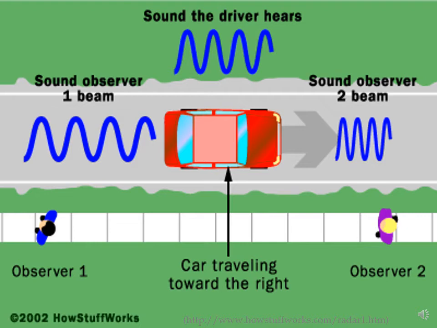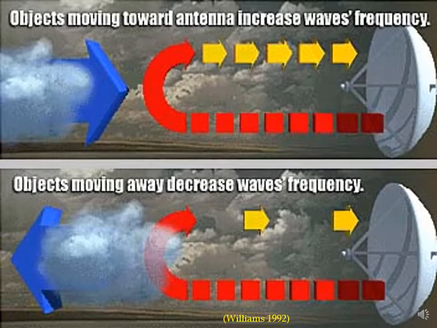And consequently, for observer number 1 behind the car, the sound wave is going to have a longer wavelength, which means a lower frequency, which means a lower sound. The difference in the pitch heard by observer number 1 and observer number 2 is directly related to the speed of the vehicle. The faster the vehicle is moving, the larger the frequency shift is going to be from the horn on the car.